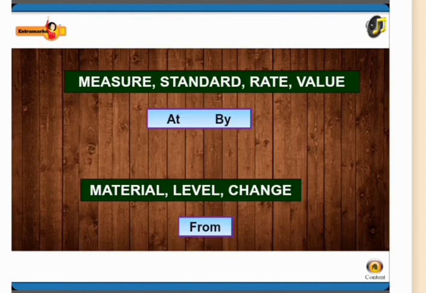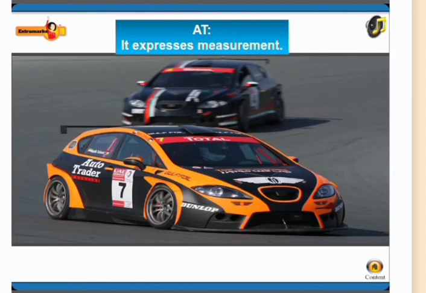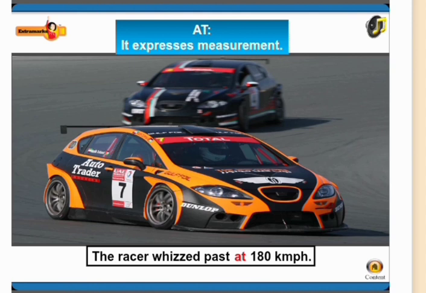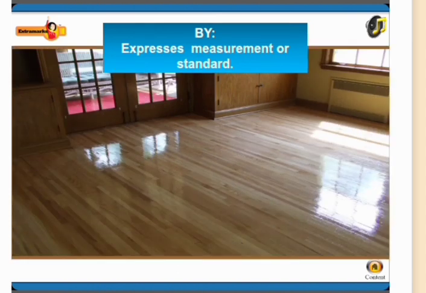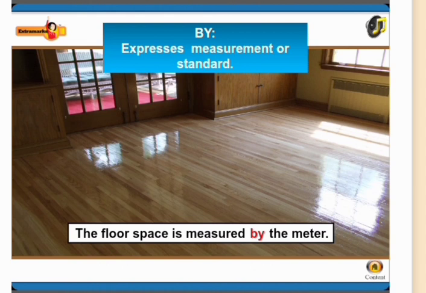Some prepositions which indicate relations of measure, standard, rate, and value are at and by. One example of a preposition which indicates material, level, and change is from. At. It expresses the measurement. For example, the racer whizzed past at 180 kilometers per hour. By. Expresses measurement or standard. For example, the floor space is measured by the meter.